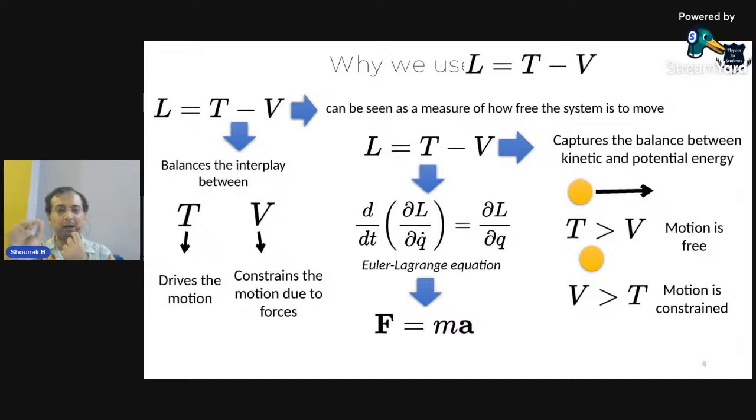So if you take a particle, which on the right hand side is this yellow circle, and you are moving this particle, if the kinetic energy is more than the potential energy, the motion is free. And if the potential energy is more than the kinetic energy, that means the motion is constrained. That means we have a problem.